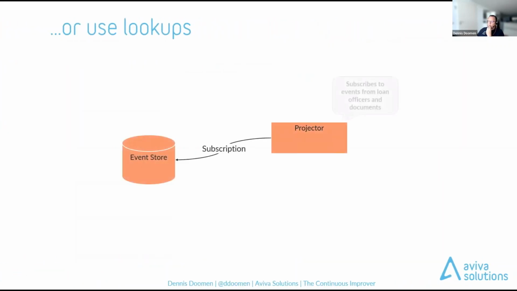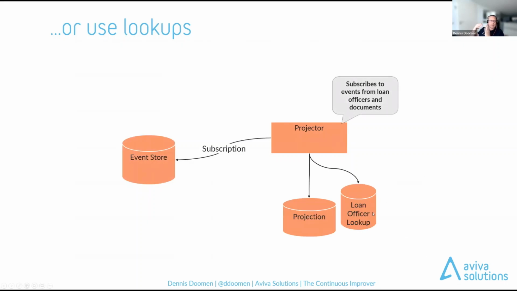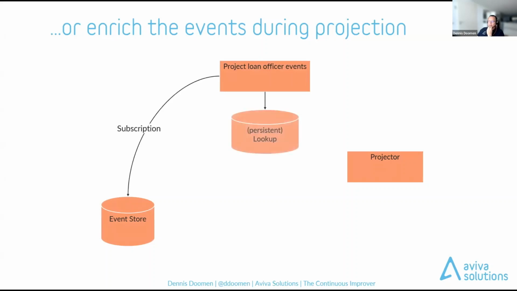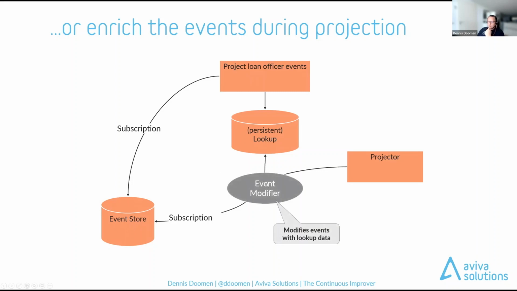Lookups is one other example where you build a specific lookup that keeps track of all the names of the loan officers inside the projector that deals with the mortgage application. That's totally fine. Or even enrich them during projection. That's another way. So you build an actual persistent lookup, a separate little projection that keeps track of all the names of the loan officers. So when you start projecting, you actually have something that updates an event on the fly. You load an event from the event store, it goes through the modifier that looks up, and this is probably cached really heavily, the name of the loan officer and projects it there. So you don't have to do queries across projections because you shouldn't be doing that, especially because they're autonomous, which means every projector might be in a different state at that particular time.